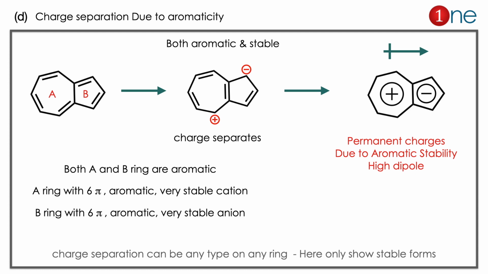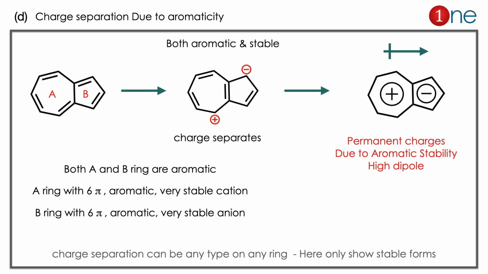Because the A ring has 6 pi electrons and the cation provides conjugation, it's very stable. So the system is aromatic. There it's a very stable cation. If you look at the B ring, it is also aromatic because it takes up the electron from the A ring and takes another pi electron as an anion, so it will become 6 pi electrons. Both charges are very stable due to aromaticity.